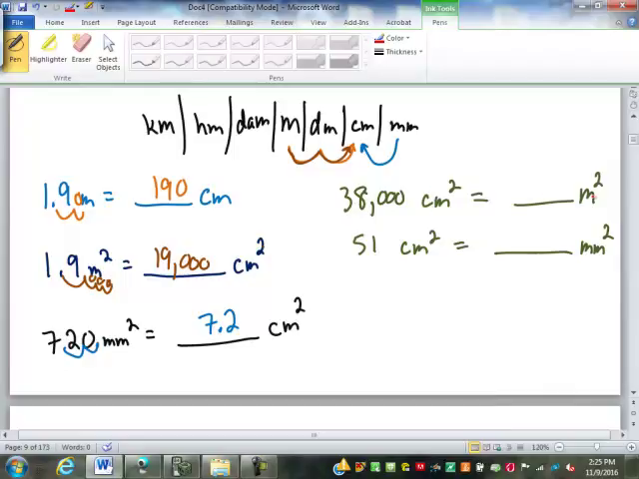So from centimeters to meters is 2 spots to the left, but because it's squared, we have to double that, so the decimal point goes 4 spots to the left. 1, 2, 3, 4. So that becomes 3.8. Centimeters to millimeters is 1 spot to the right. But again, because it's squared units, we have to double that. So we go 2 spots to the right. Filling in zeros, it is 5,100 millimeters squared. Any questions on those?